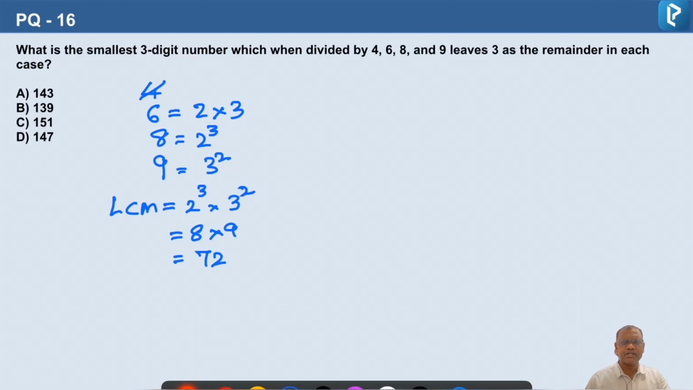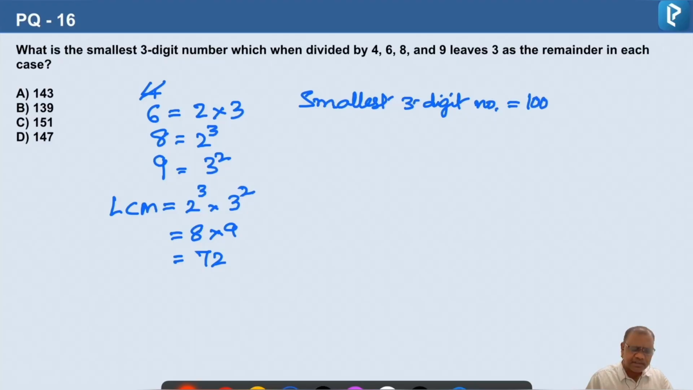So we need to find out the smallest 3-digit number which is divisible by 72. The smallest 3-digit number is 100. Now after 100, what is the number which is divisible by 72? So let us divide 100 by 72 and find out how much is falling short.